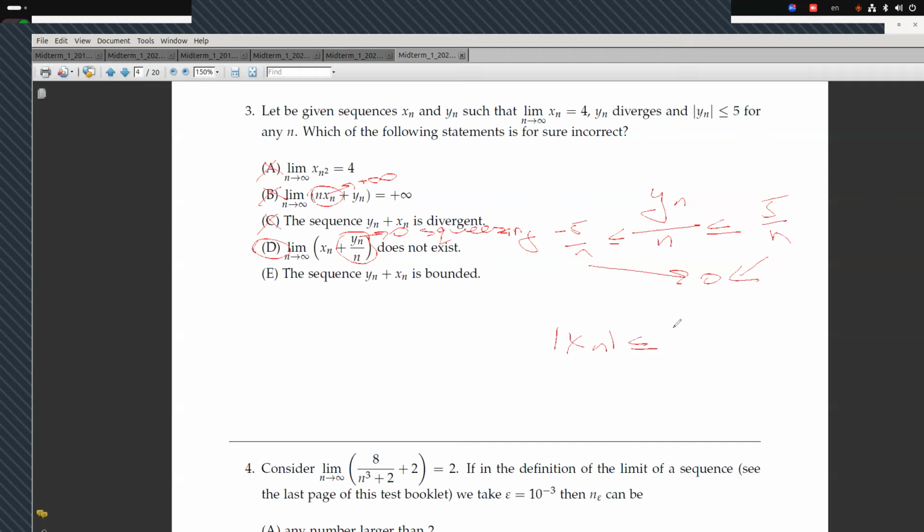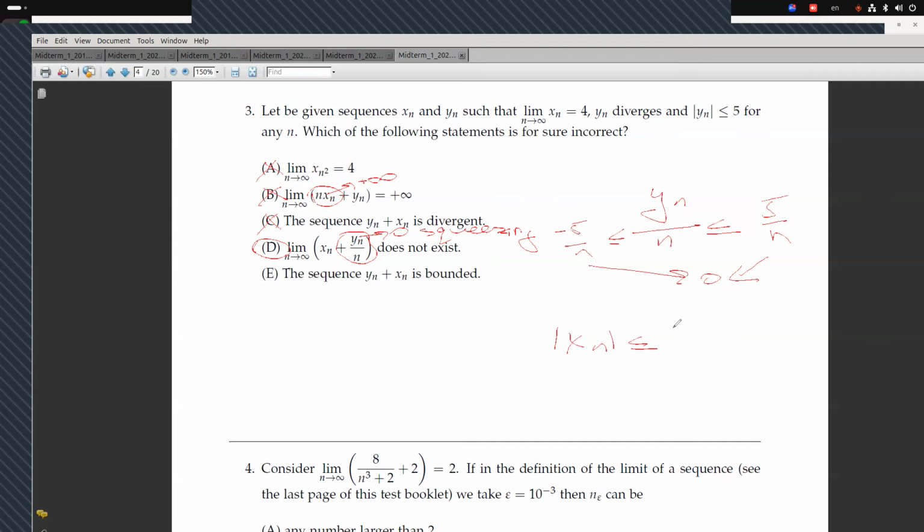So the correct answer, okay, we don't know what is upper bound, but for sure xn is bounded. If it tends to 4, it is bounded. Any convergent sequence is bounded. We don't know what is upper bound. It depends what is x1, what is x2, what is x3. Maybe xn starts from 1000 and decreases to 1. Then it is smaller than 1000, but we don't know the behavior of xn. But for sure it is bounded.